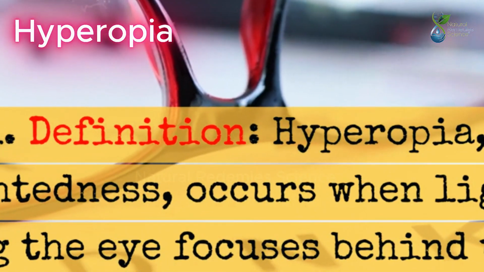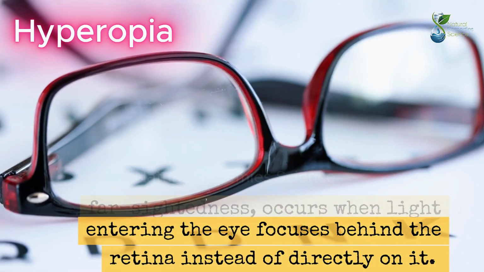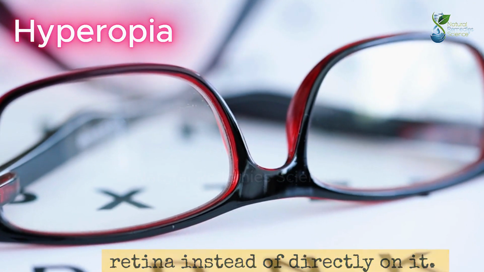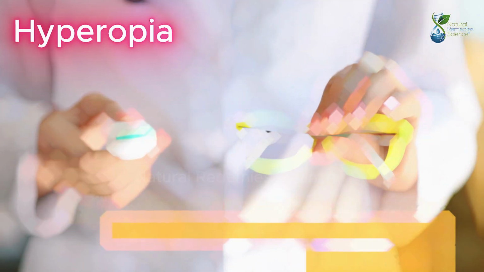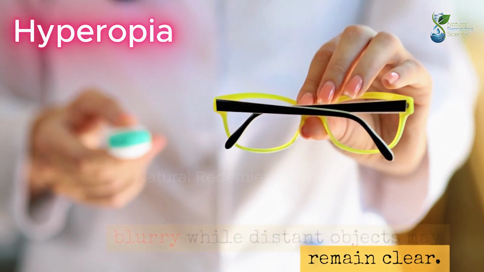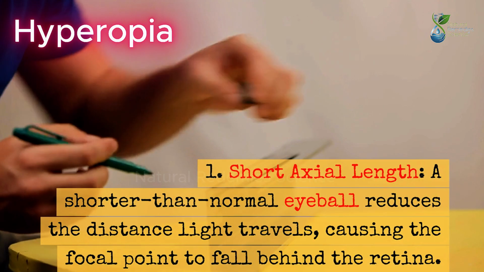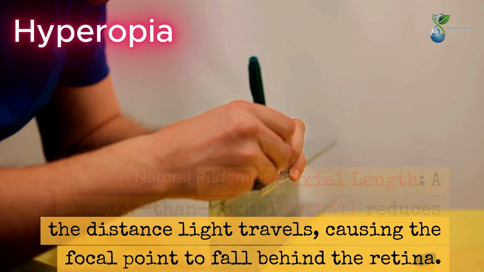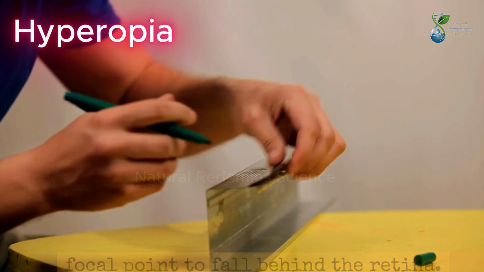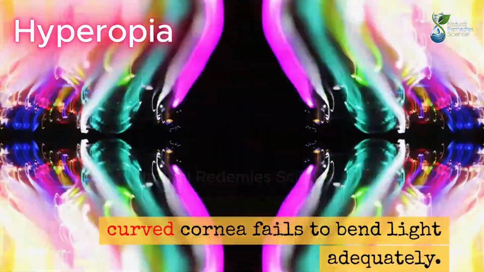Hyperopia. 1. Definition. Hyperopia, or far-sightedness, occurs when light entering the eye focuses behind the retina instead of directly on it. This causes close objects to appear blurry while distant objects may remain clear. 2. Mechanism. Hyperopia is typically caused by 1. Short axial length. A shorter than normal eyeball reduces the distance light travels, causing the focal point to fall behind the retina. 2. Flattened corneal curvature.